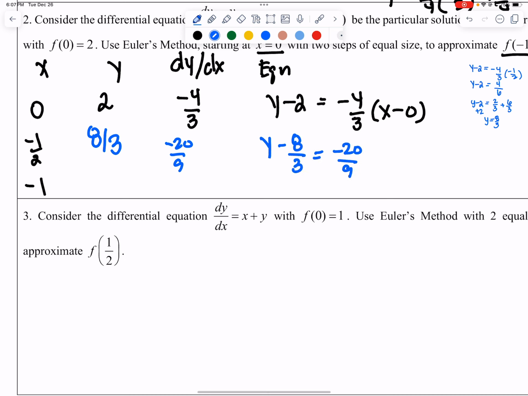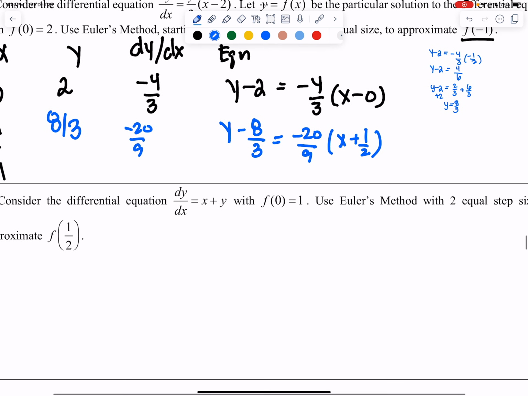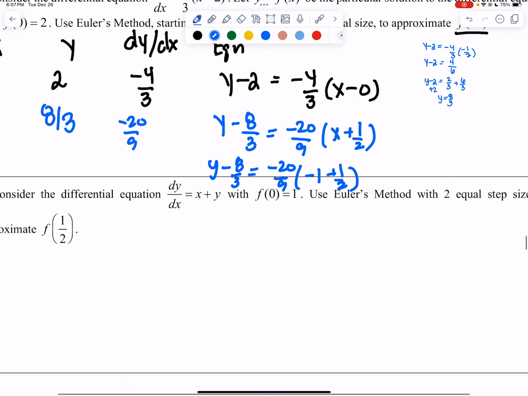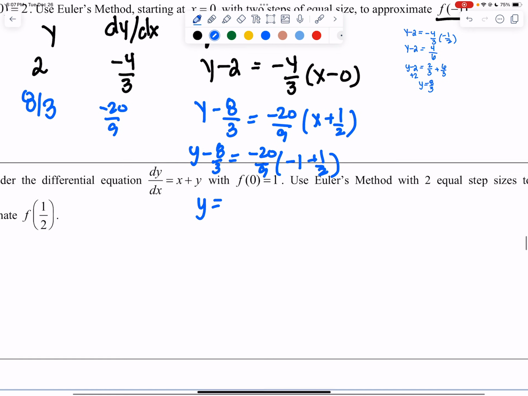But lucky for you, once you get to this point right here, the last step is just plugging in -1 because that's what we're approximating. So now we can plug in -1. Of course, I do want you to simplify this a little bit and actually solve for y. Don't leave it like this. You want to make sure that it's like y equals, because you're approximating -1.